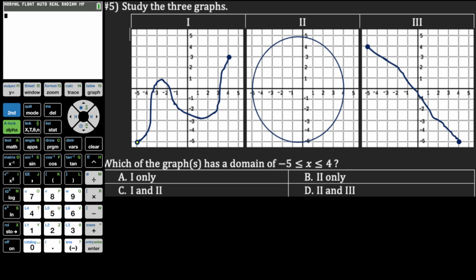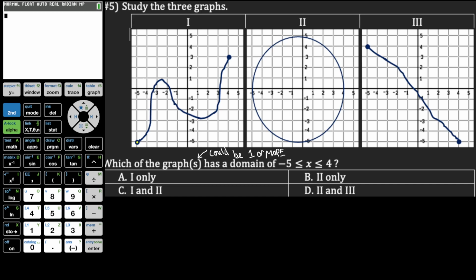And it says which of these graphs. Again, anytime it has that S in the parentheses, make sure you're thinking, hey, this means it could be one or more. And it's saying it has a domain of -5 less than or equal to x less than or equal to 4. So we're looking for a couple of things here.